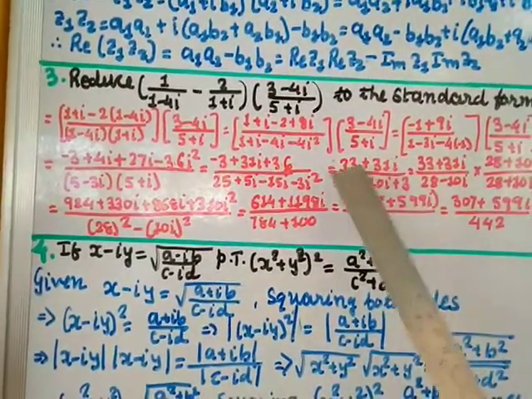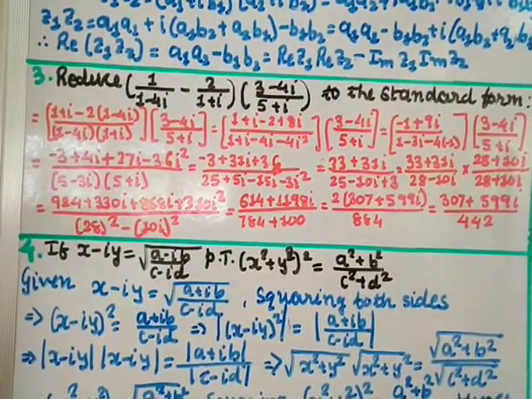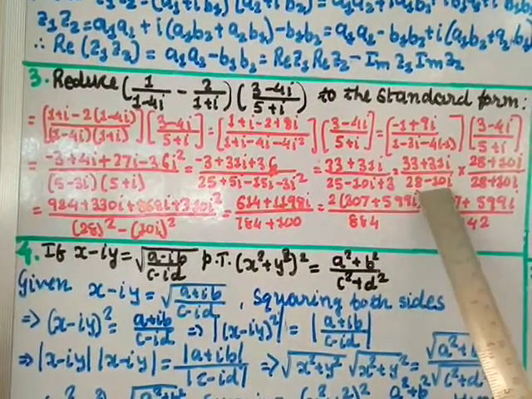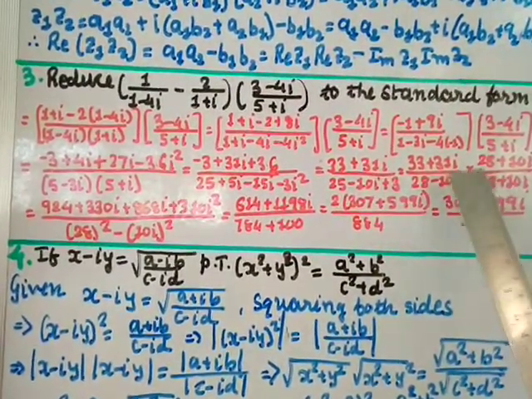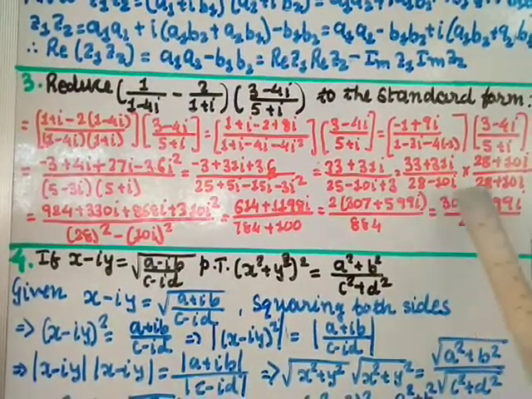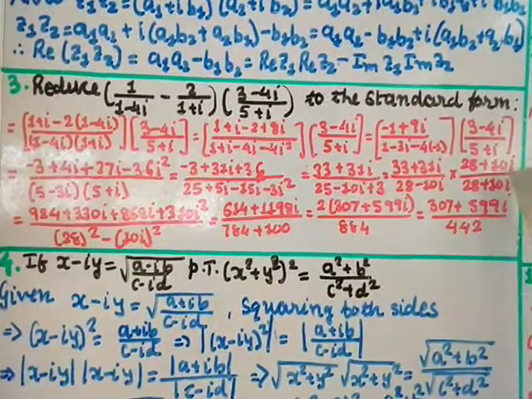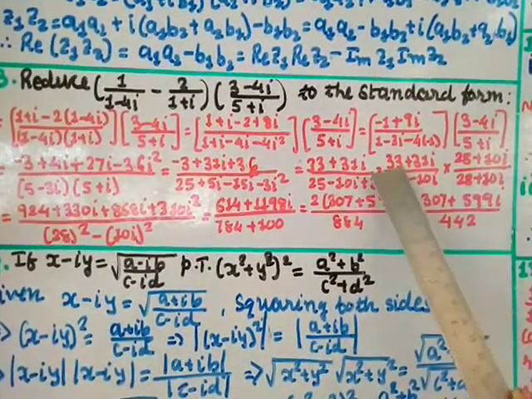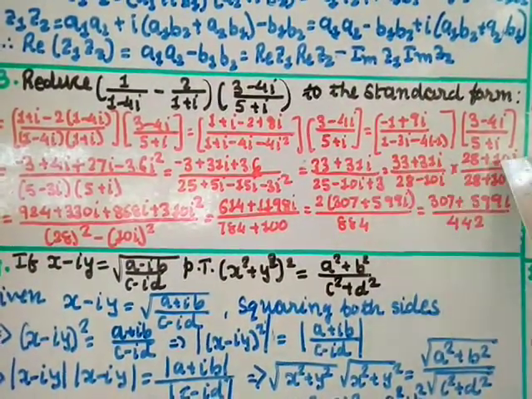Okay, now you get here 33 plus 31i as it is. 25 plus 3 is 28 minus this 10i. Now we shall rationalize the denominator by multiplying by the conjugate of this. The conjugate of this is 28 plus 10i. Divide and multiply. Okay, so let us multiply this numerator with this term.